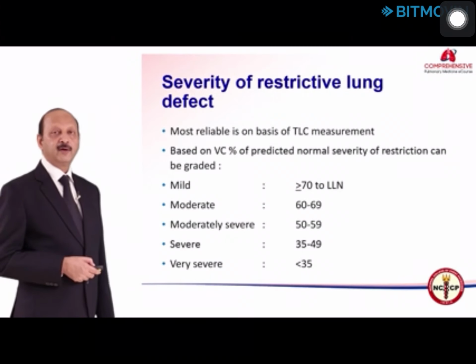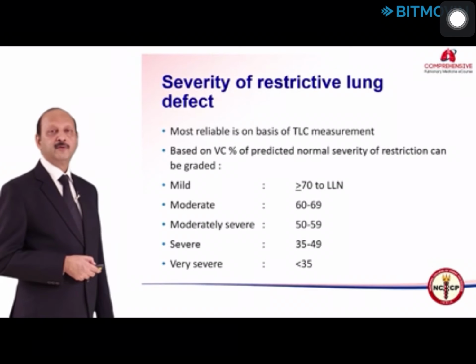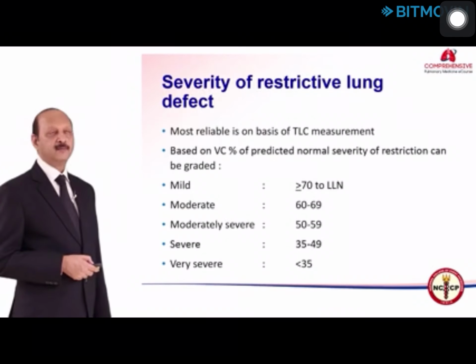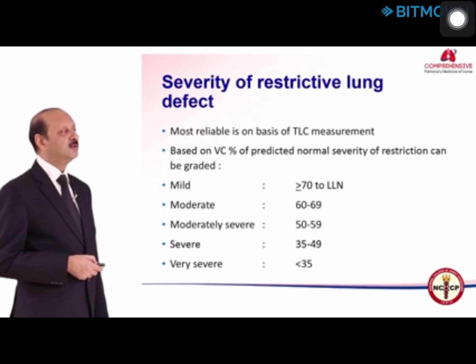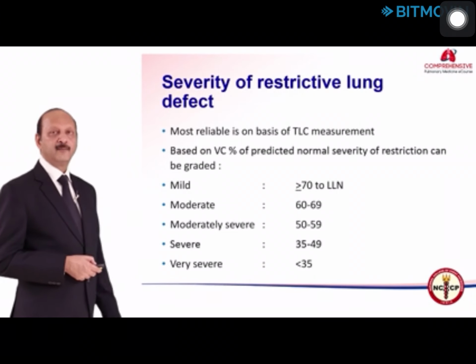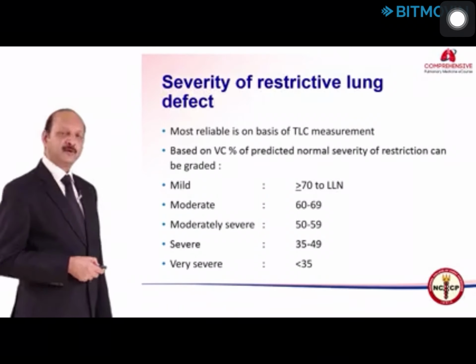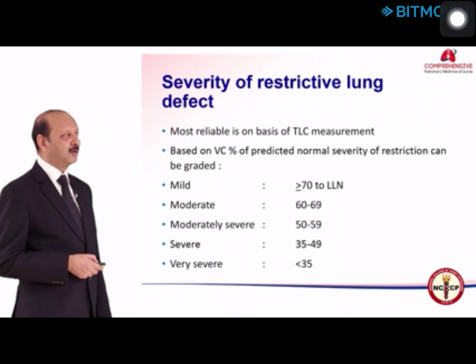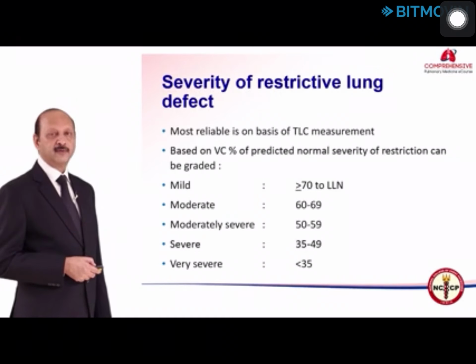Now, coming to the severity of restrictive lung disorders, ideally it should be based on the measurement of total lung capacity. But in spirometry labs, most of the time the lung volumes are not available. So, we base it on vital capacity measurements. If it is more than 70% to the lower limit of normal, some labs take 80%, that is called mild. 60 to 69%, we label it as moderate restriction. 50 to 59, moderately severe. 35 to 49 as severe, and less than 35% as very severe.